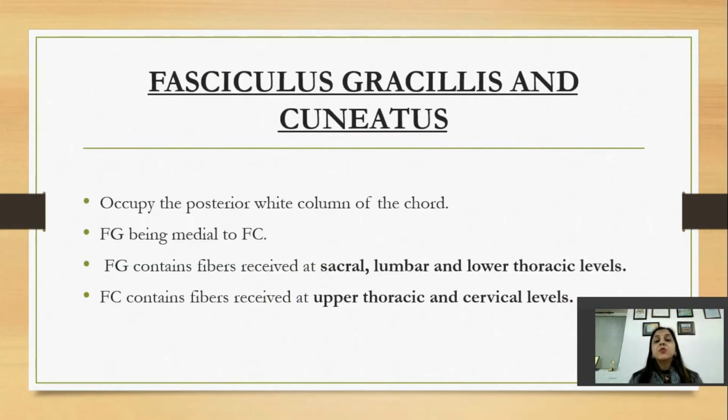Now we come to the tracts of the fasciculus gracilis and the fasciculus cuneatus that occupy the posterior white column of the cord, that means the posterior aspect of the spinal cord, which has the nuclei of the gracilis and the cuneatus. Fasciculus gracilis is responsible for the perception of the sacral, lumbar and lower thoracic levels, but the cuneatus, which lies laterally, is responsible for the upper thoracic and cervical levels.